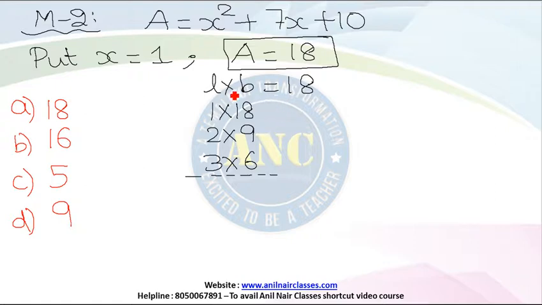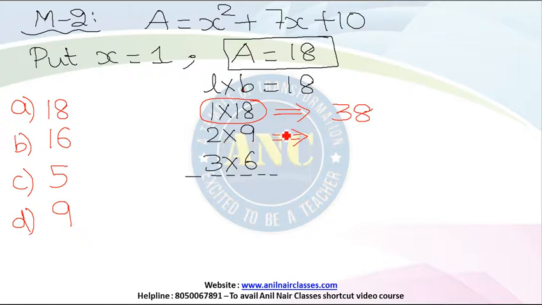Now, can I say that length into breadth is 18 means perimeter should be how much? Add length and breadth. It is 1 plus 18, 19. Twice of 19 is 38. But 38 is not there in any of these options. So that cannot be one of the perimeters. That is not the value.